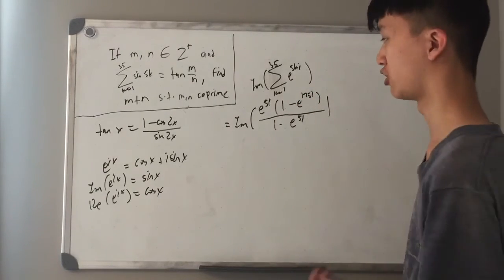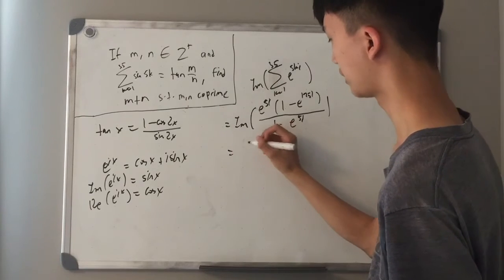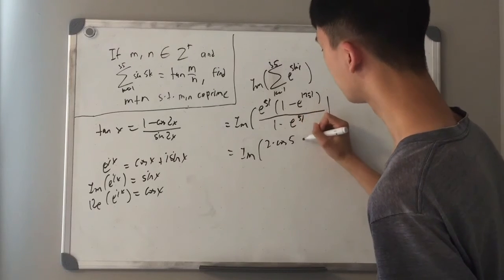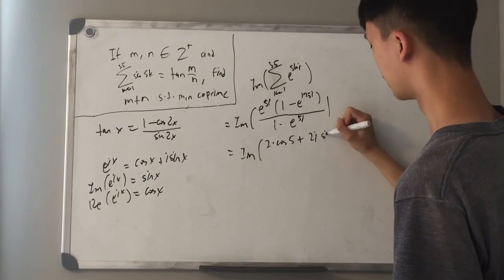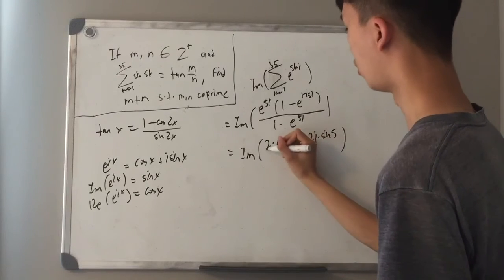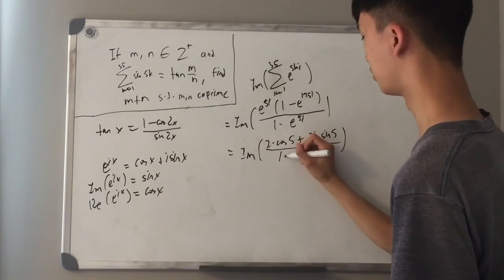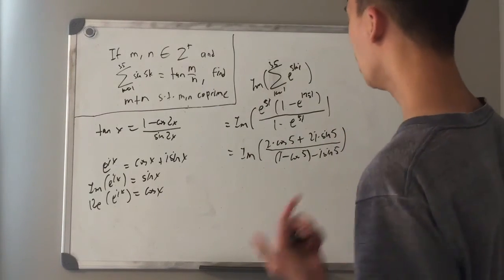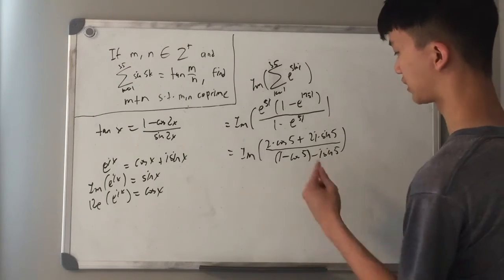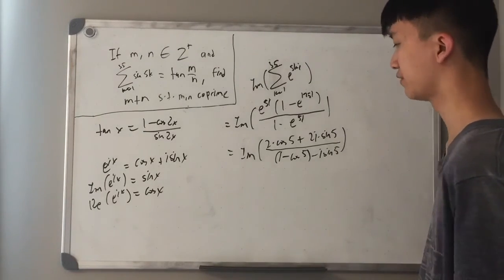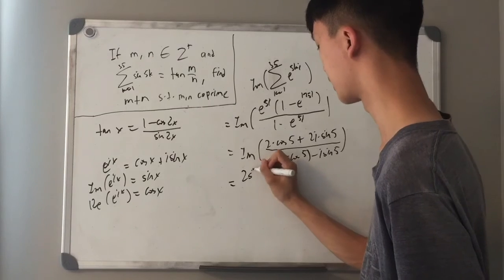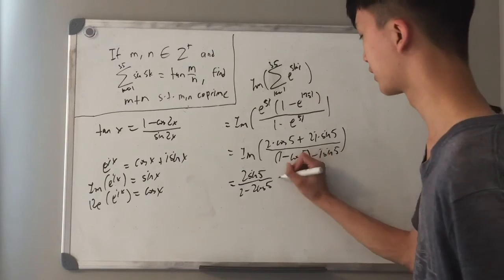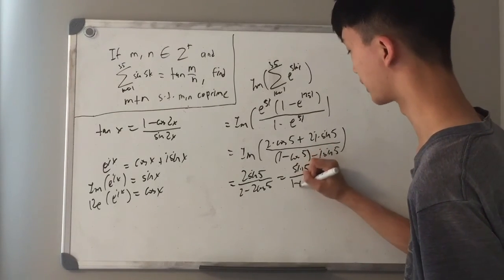And also taking the imaginary part. So making substitutions, we get that this is equal to the imaginary part of 2 times the cosine of 5 plus 2i times the sine of 5, all divided by 1 minus the cosine of 5 minus i times the sine of 5. So now we can multiply both sides by 1 minus the cosine of 5 plus i times the sine of 5. And then taking imaginary parts, we get 2 times the sine of 5 over 2 minus 2 cosine of 5. This then simplifies to the sine of 5 over 1 minus the cosine of 5.